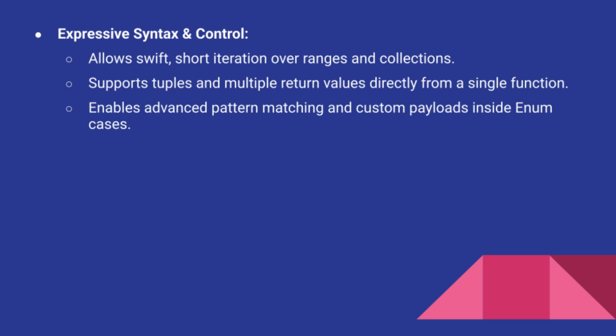Swift gives us tools to write highly readable, compact code. For instance, it allows for incredibly swift, short iterations over ranges and collections, turning what used to be complex loops into single-line statements. It also supports tuples and multiple return values. This means a single function can return multiple structured pieces of data directly, without forcing you to build a custom class or struct just to pass data back.